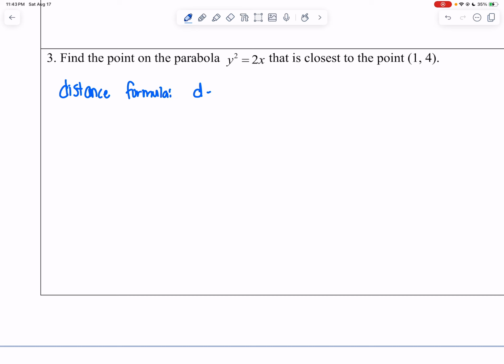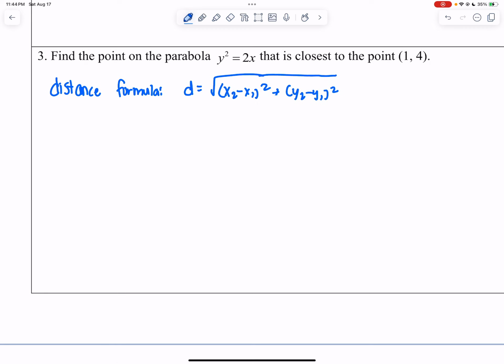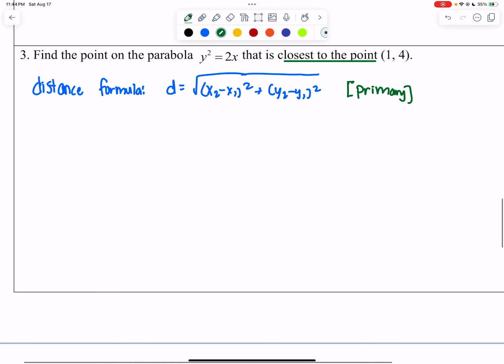So we recall that our distance formula is going to be the square root of x2 minus x1 squared plus y2 minus y1 squared. And this is going to be our primary equation because obviously we want to find a point that's closest to 1 comma 4. So this is going to be my primary, which means that our secondary equation is going to be y squared is equal to 2x. Is going to be my secondary.